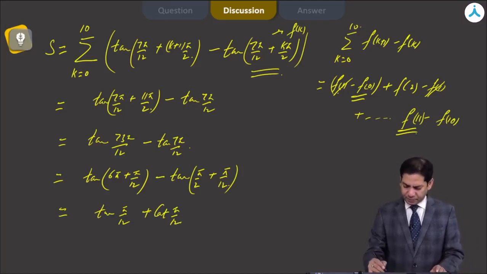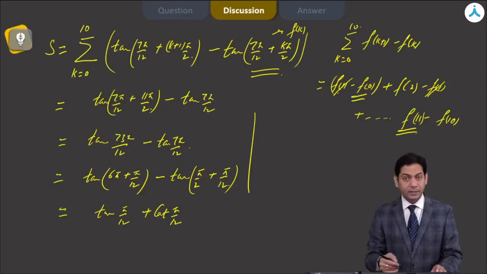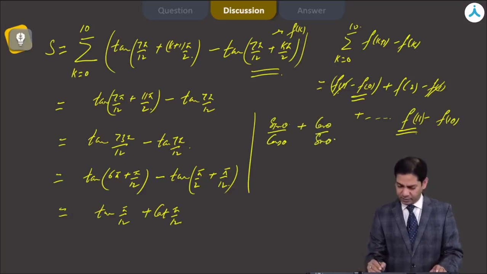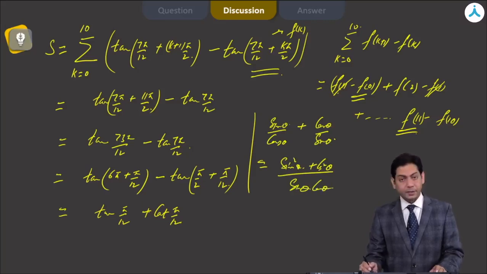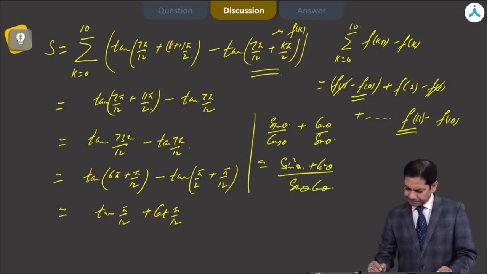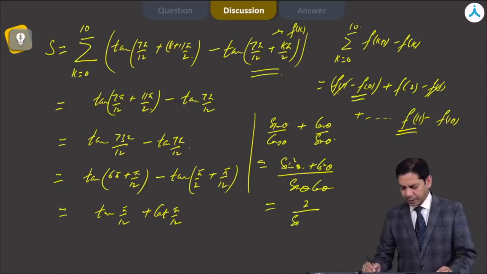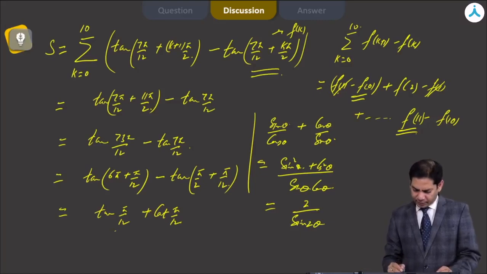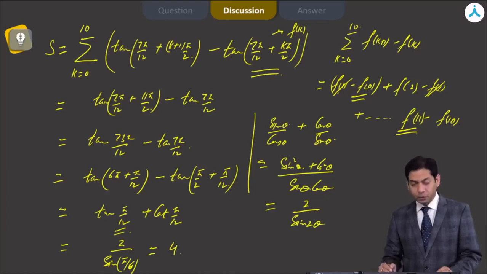Now this is tan theta plus cot theta, so if we convert that into sine and cos, this is simply sine theta divided by cos theta plus cos theta divided by sine theta. Combine them to get sine square theta plus cos square theta divided by sine theta cos theta, and this is 2 upon sine 2 theta. Here theta is pi by 12, so this will be 2 upon sine pi by 6, and sine pi by 6 is 1 by 2, so this is equal to 4.